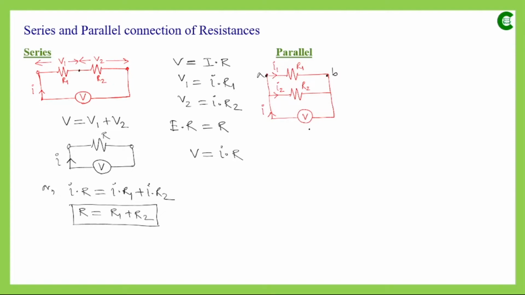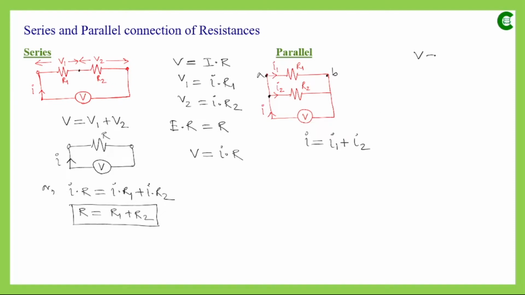Now if we assume that this voltage source is supplying some current I, this current I will be divided into two parts, I1 and I2. I1 is the current which flows through R1 and I2 flows through R2. Again from inspection we can see that the main current I is equal to the summation of their individual values.